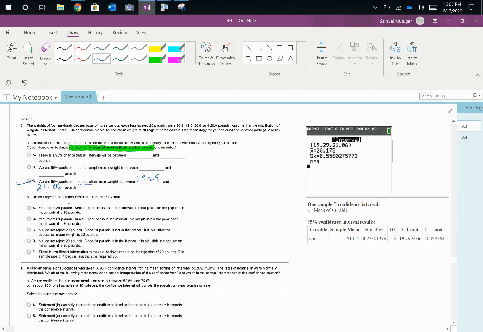Can you reject the population mean of 20 pounds? So 20 pounds is between 19.29 and 21.06. So we can't reject it. We have to accept it. Do not reject. Okay, so 2 choices, but do not reject, because since 20 pounds is in the interval, this one says not, so we can't choose that one. It is plausible that the population mean is 20 pounds.